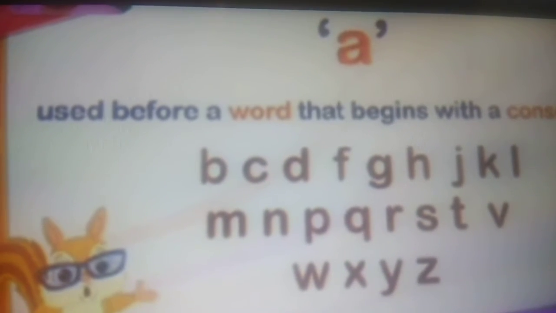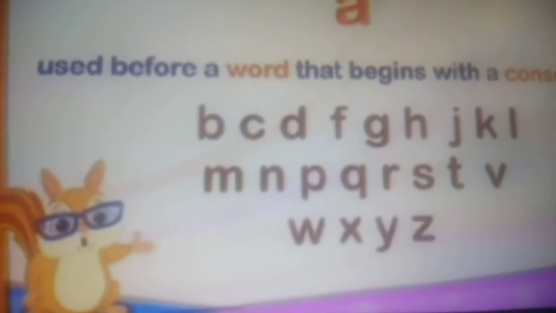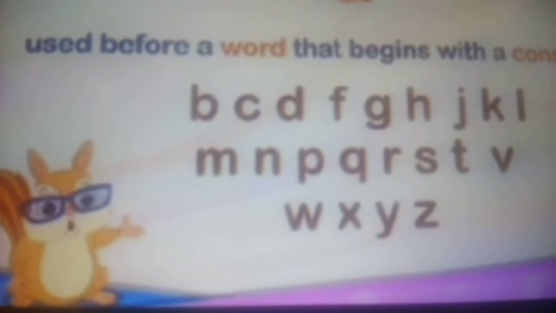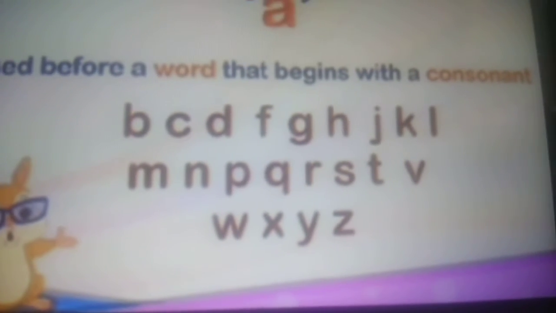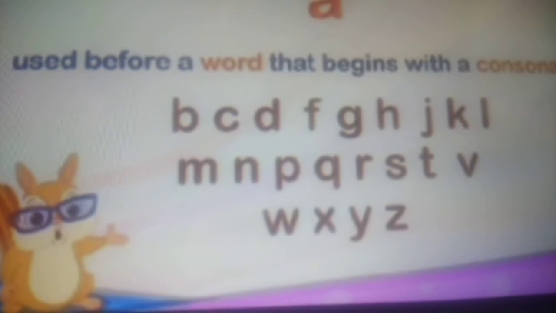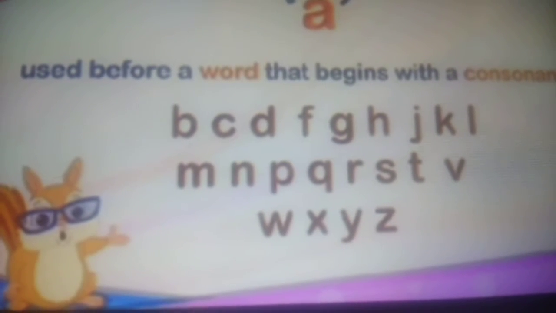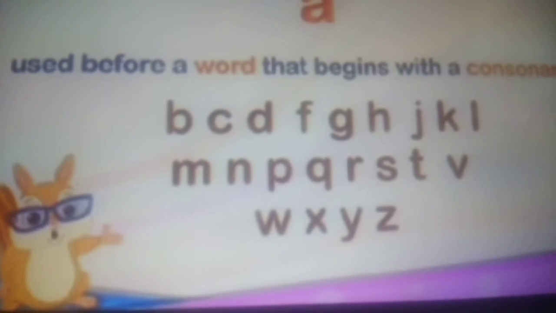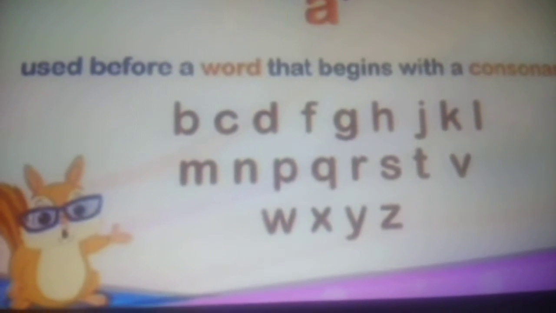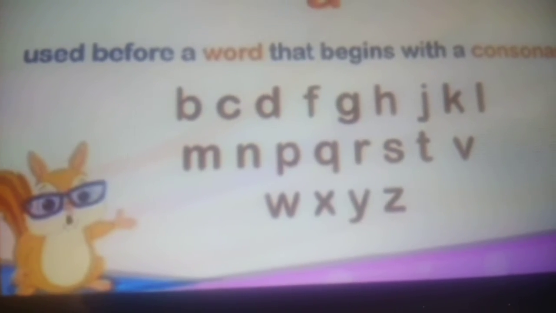We all know that in our English A to Z alphabet, we have vowels and consonants. What are consonants? The consonants are B, C, D, F, G, H, J, K, L, M, N, P, Q, R, S, T, V, W, X, Y, Z. These are all consonants.